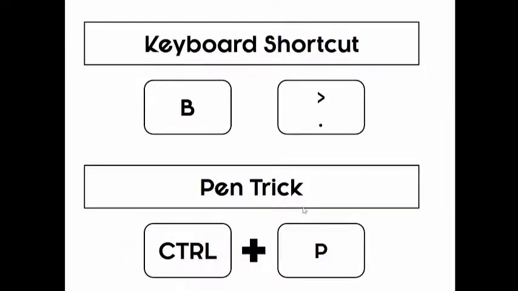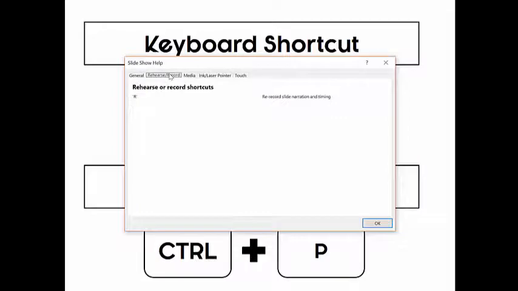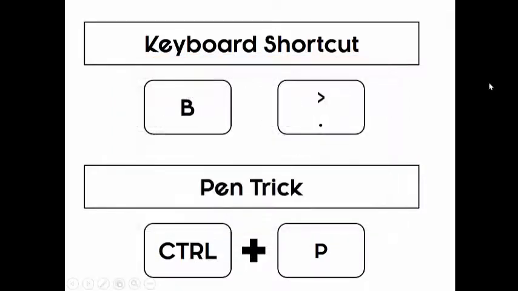Now, another clever little trick here, if you ever need more keyboard shortcuts, just hit F1 on your keyboard, which will pop open all of your slideshow related shortcuts that you can use to help get yourself to happy hour.